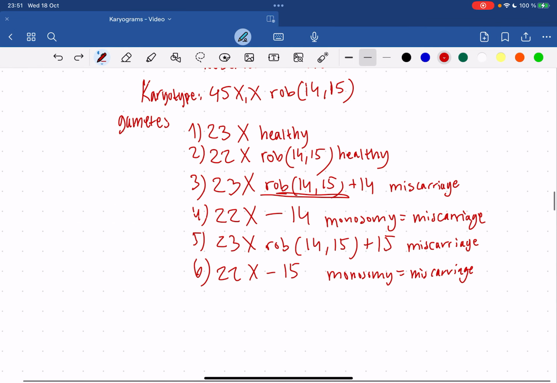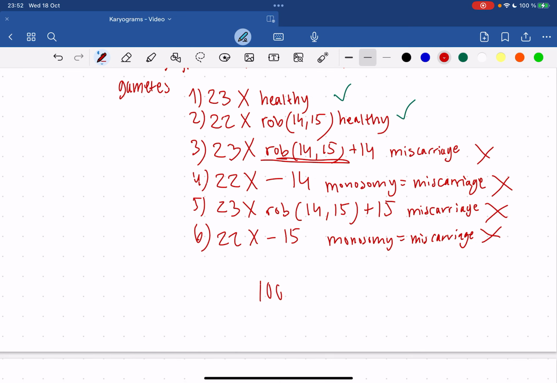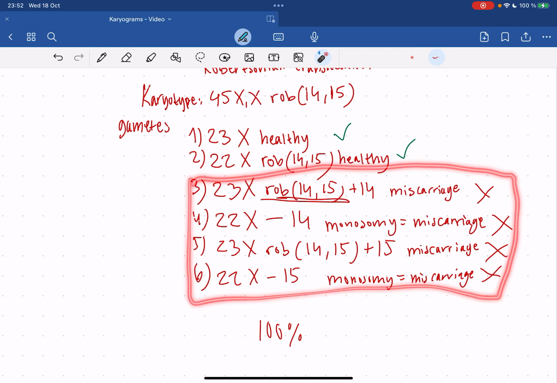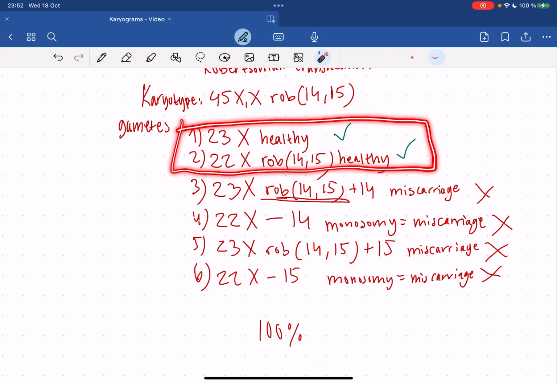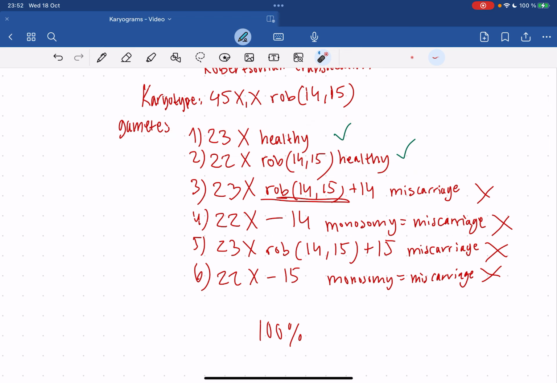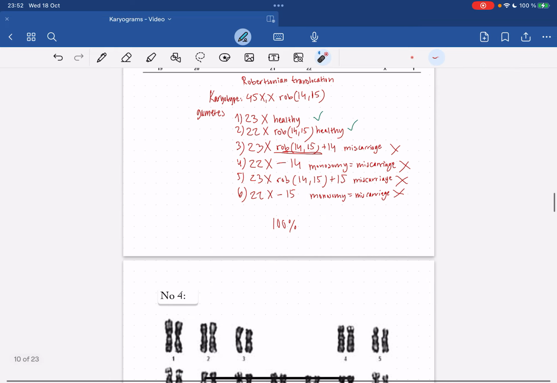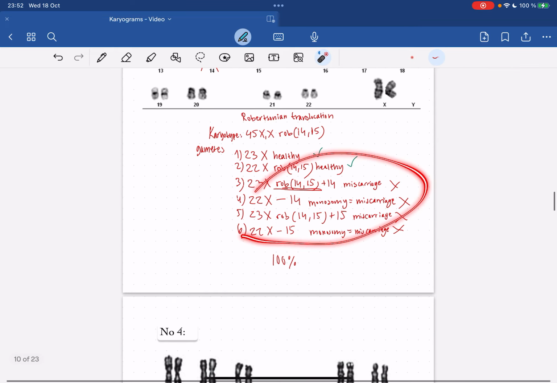Okay, now what are the chances that the children born will be healthy? So it will be healthy right here, it will be healthy right here. Here it would be a miscarriage, here would be a miscarriage, here and here. So out of the children born, and be careful here, 100% will be healthy. Why? Because the miscarriages aren't counted in as children born. What are counted in are the born children, which in this case would be only these two options. So 100% of them, because we're only looking at these two options, because those are the only ones that are going to be born, are going to be healthy. Isn't that cool? A lot of miscarriages though.